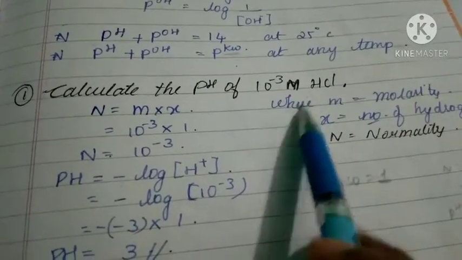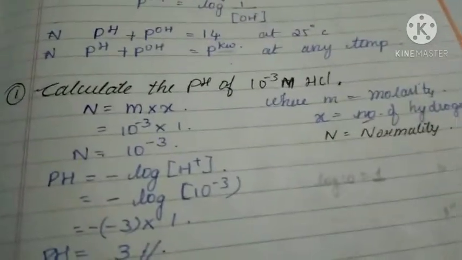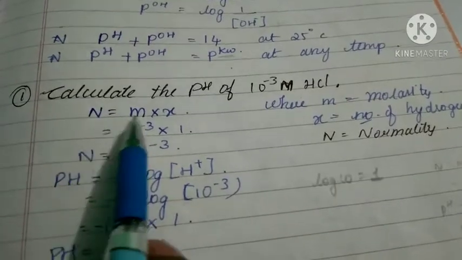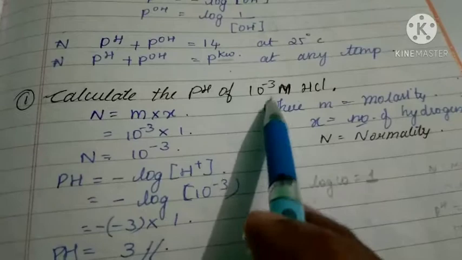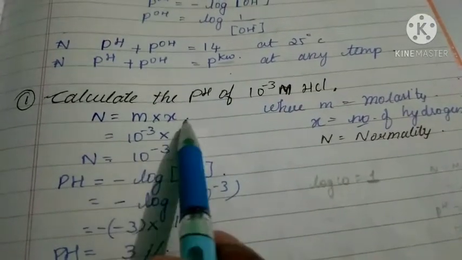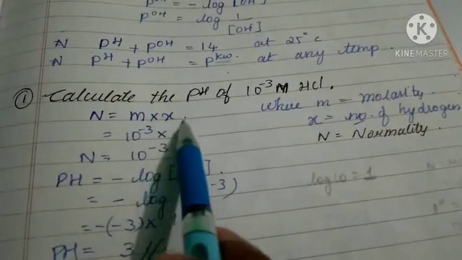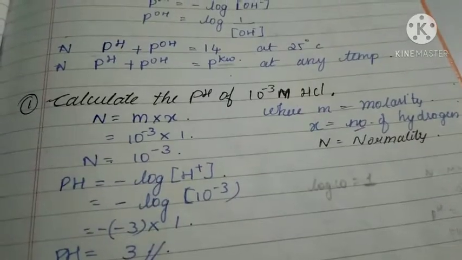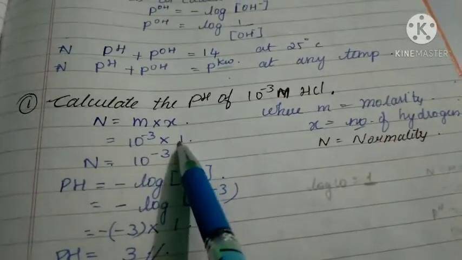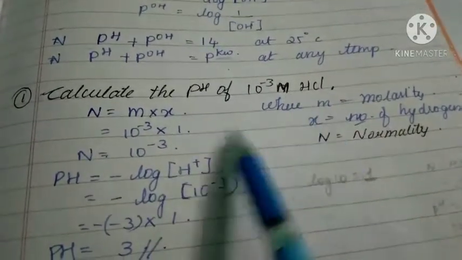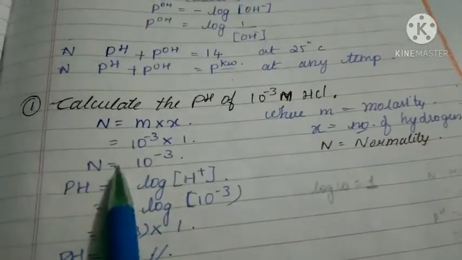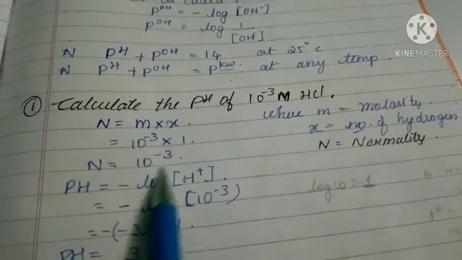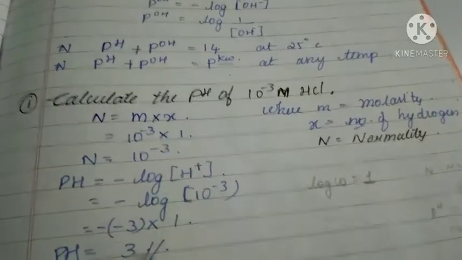Between molarity and normality, one relation is there. That is N equal to M into X. This is the relation between normality and molarity. So substitute this molarity value here, and X value is what? X means basicity, that means number of replaceable hydrogens. Here one hydrogen is there. If two hydrogens are there, you have to put 2. If 3 are there, you have to put 3. So in this case, molarity and normality both are the same because X value is 1.